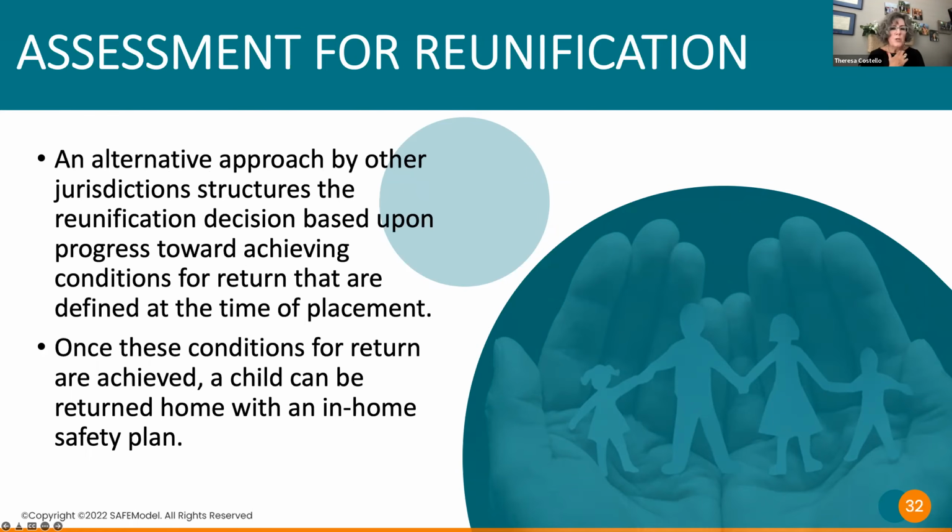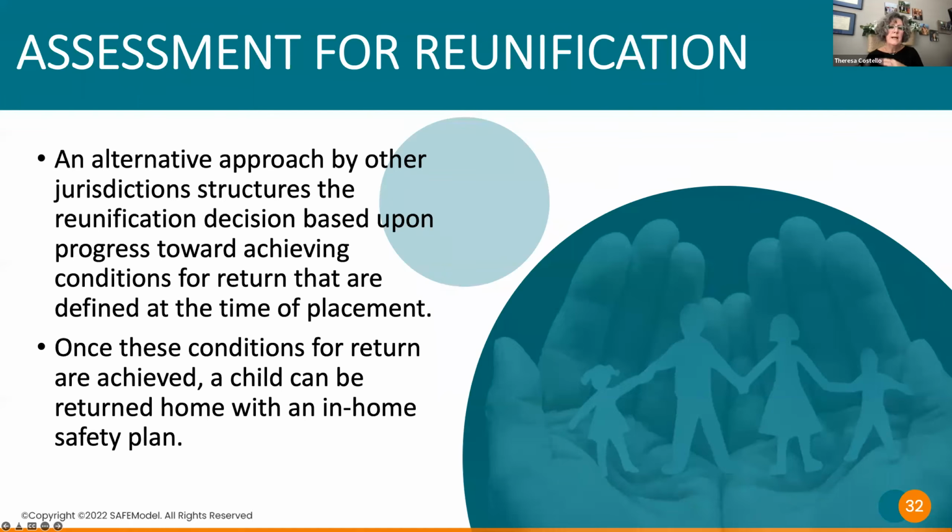But an alternative approach I want to talk about for just a minute is this idea of reunification and the incorporation of the conditions for return. This is a concept that we introduced quite a few years ago, and I believe is really important if we're going to be making progress in our field about getting children home as soon as possible.